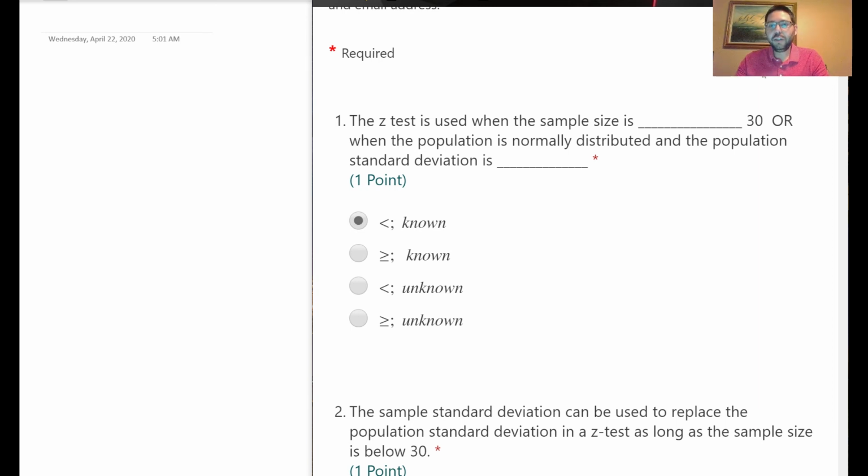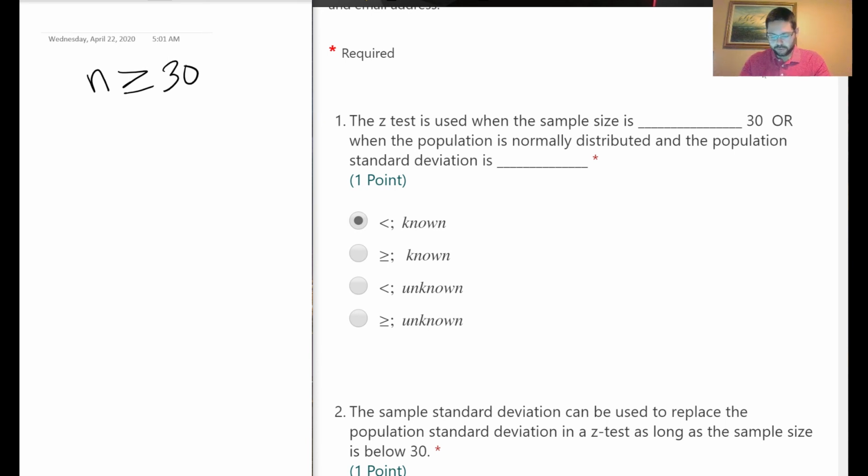So the first question is: the z-test is used when the sample size is blank 30, or when the population is normally distributed and the population standard deviation is blank. So this is when you use your z-test. There are two criteria, right? The first criterion was that you use it when the sample size is greater than or equal to 30.